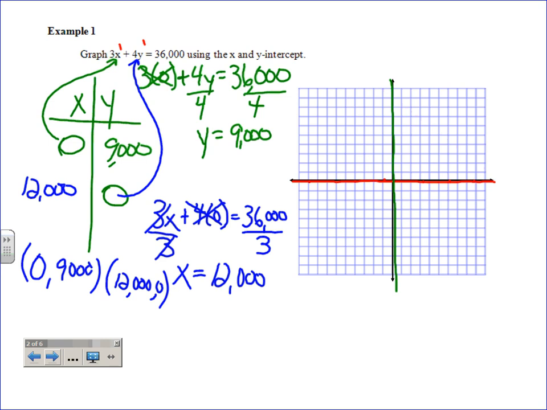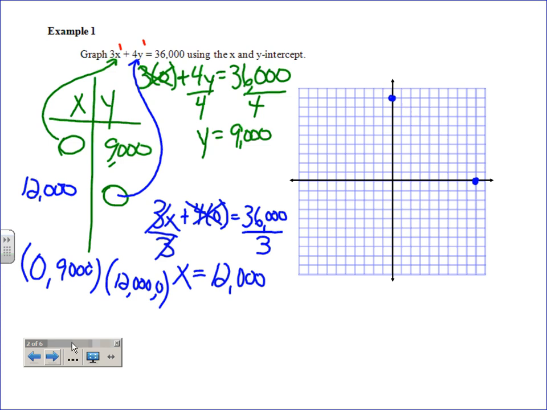Or why don't we make each tick mark, instead of making it 1, let's make it 1,000. All right? So if each tick mark is 1,000, now 0, 9,000, is that up here where I made the dot or to the right where I made the dot? Which one? The first one or the second one that I made? The first one was up here, the second one's there. Which one's 0, 9,000? The first one. X value is 0 up there, right?